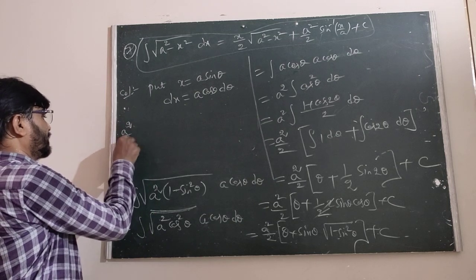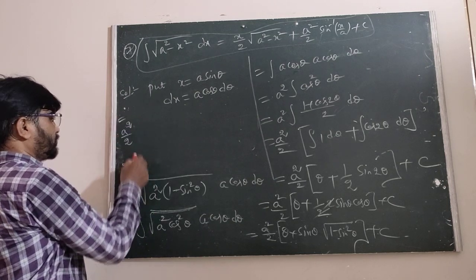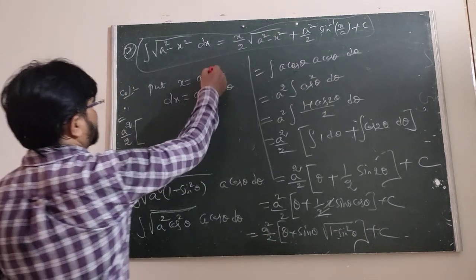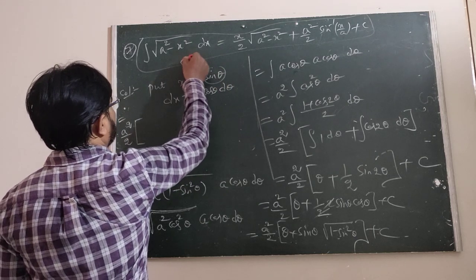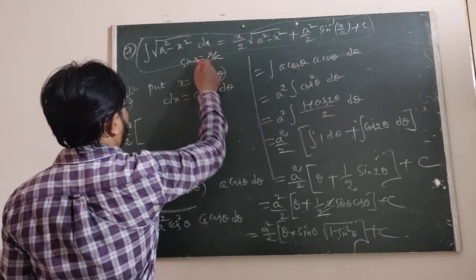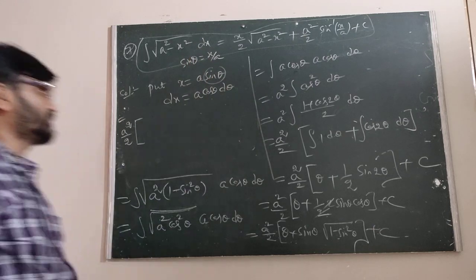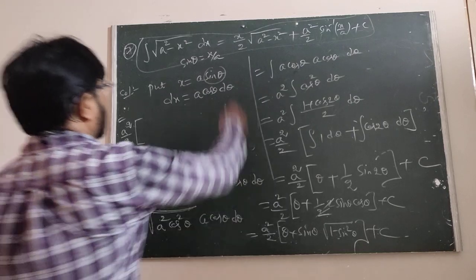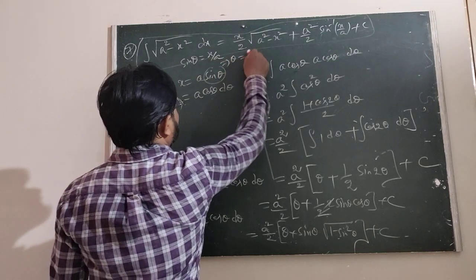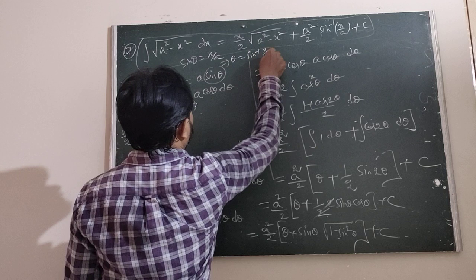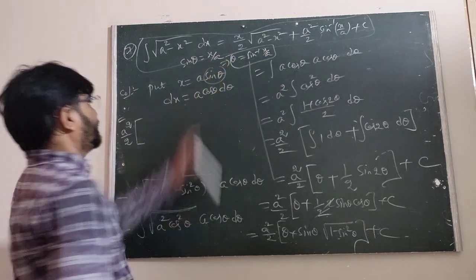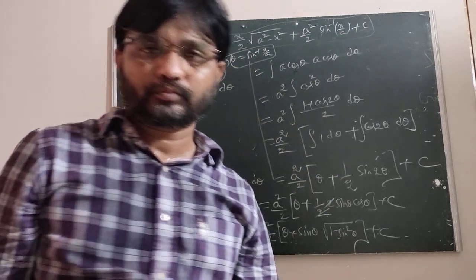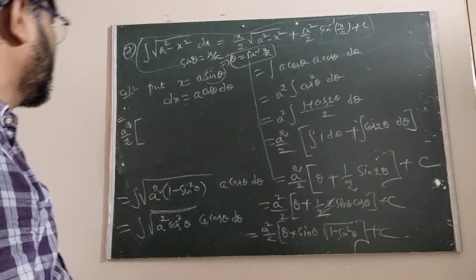Everybody listen carefully. Therefore, here a square by 2, and now that is theta. How to find theta? We know that sin theta is x by a. Now to find theta, the sine is sent to the other side and it becomes sine inverse. Therefore, we get theta equal to sine inverse of x by a.